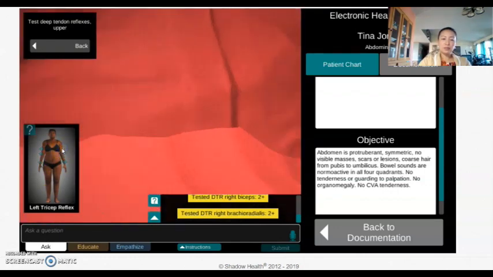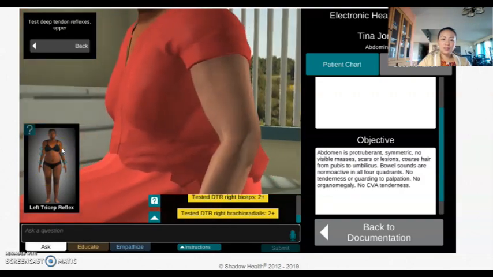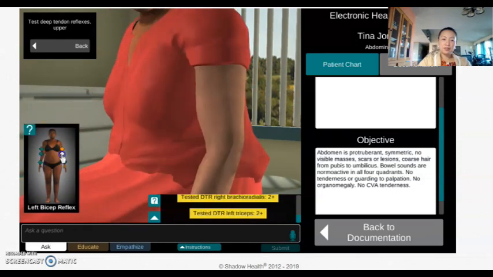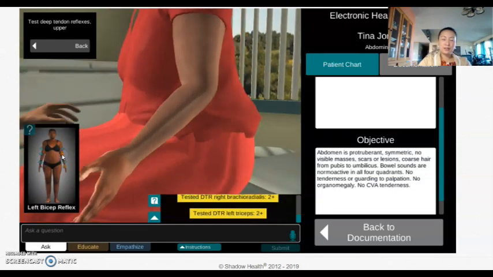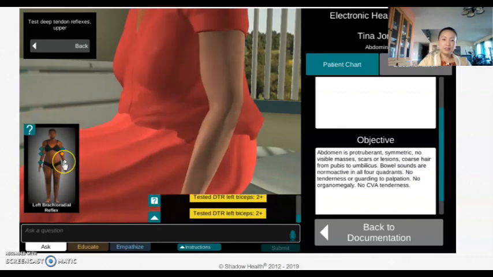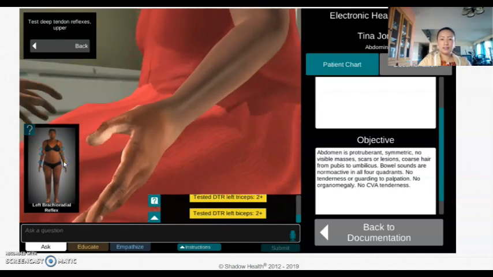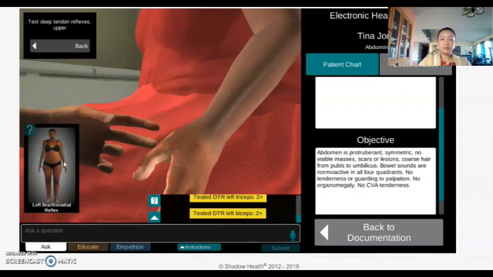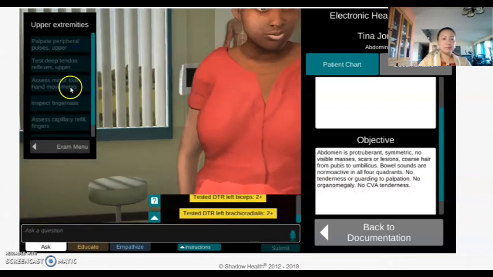And now, going to the left side. Again, I'm going to test the tricep reflex. Very good. Going down to the bicep. And then to the brachioradial reflex on the left side, the left upper extremity. Okay, and they're all class 2 and they're normal.